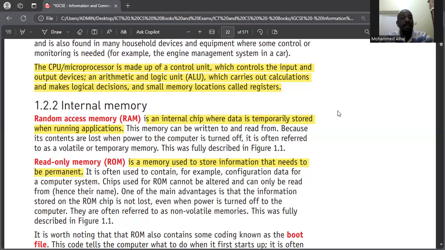The next type of internal memory is ROM, which is memory used to store information that needs to be permanent. The role of read-only memory is to store some instructions and programs. We use them to boot the system, that's why we call them bootable files. Those files are used to help the computer boot up.